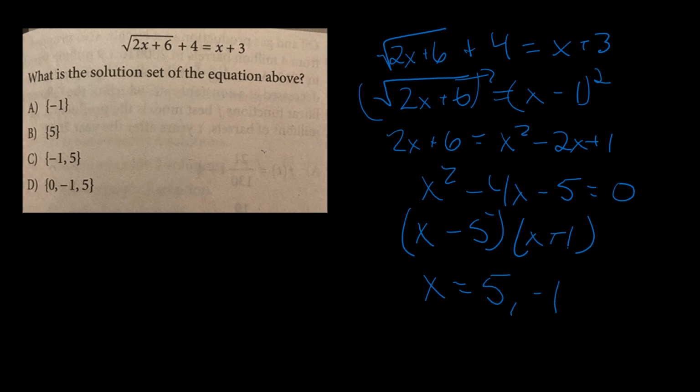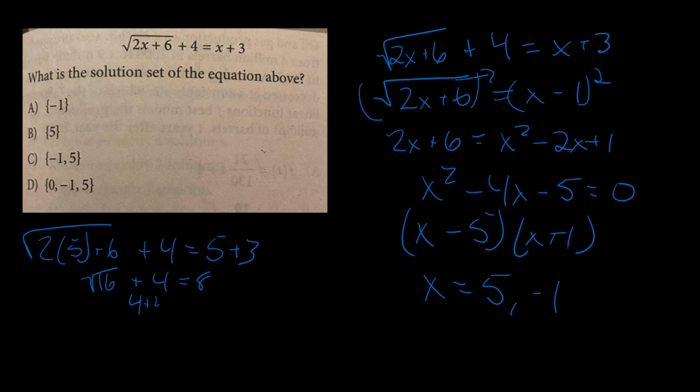Let's check our solution set here. When I'm dealing with square roots, then squaring values, there's a lot of plus or minuses involved, so I like to double check my work. 2 times 5 plus 6, square root, plus 4 equals 5 plus 3. It's going to be square root of 16 plus 4 equals 8. 4 plus 4 equals 8.